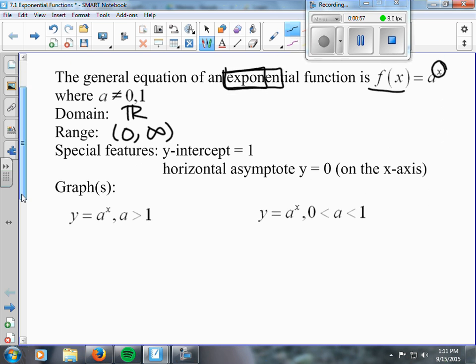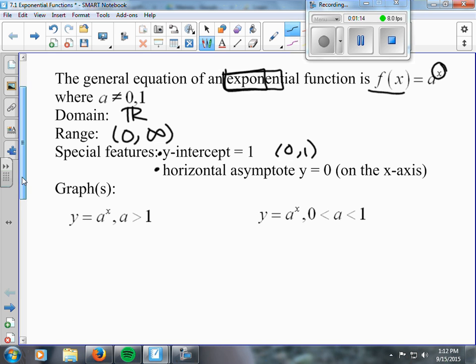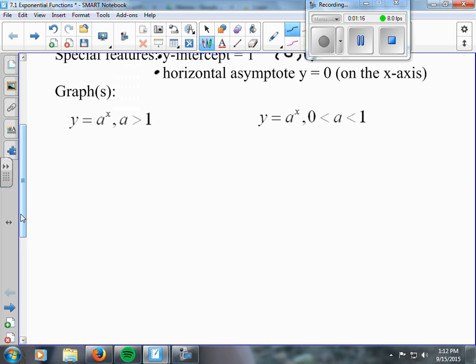Okay, so in the graph, there are two special features that you have to know. One is the y-intercept, and that is at 1, it's the point (0, 1). And the other is the horizontal asymptote, which is the x-axis. So you need to know the two graphs. There's really only one graph. I'll explain why the second graph is just a transformation of the first graph in a second.